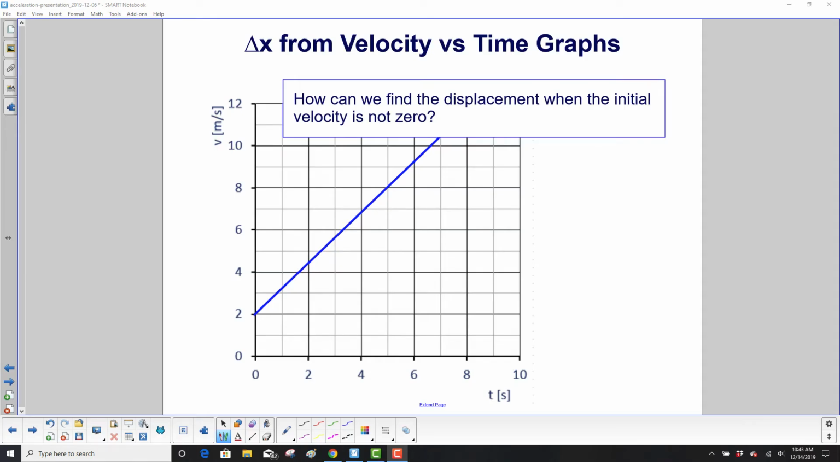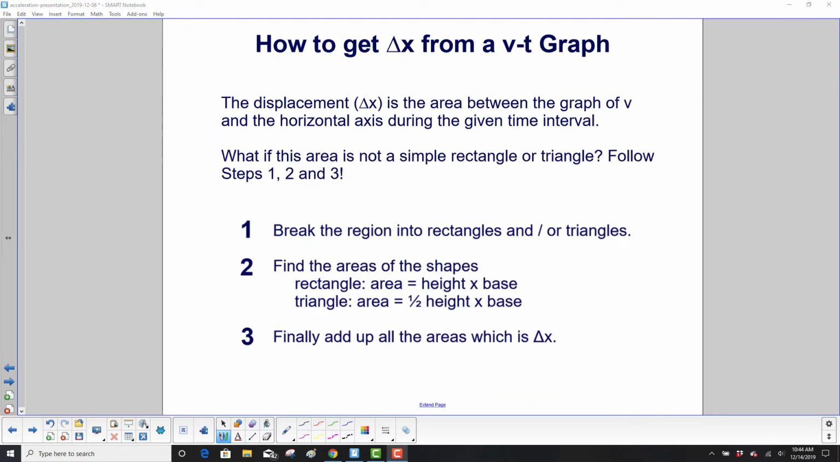Next question, how can we find the displacement when the initial velocity, over here, is not zero? We've shown how the displacement is the area between the graph of v, the curve that shows the velocity, and the horizontal axis, time, during the given time interval. But what if the area is not a simple rectangle or triangle?